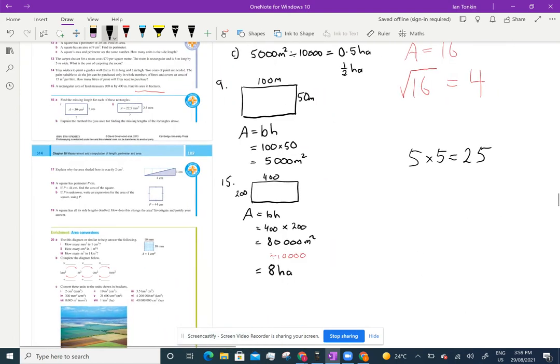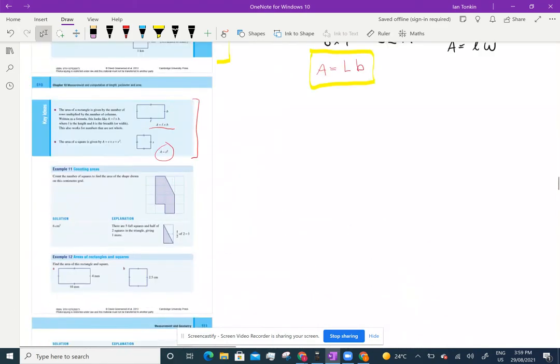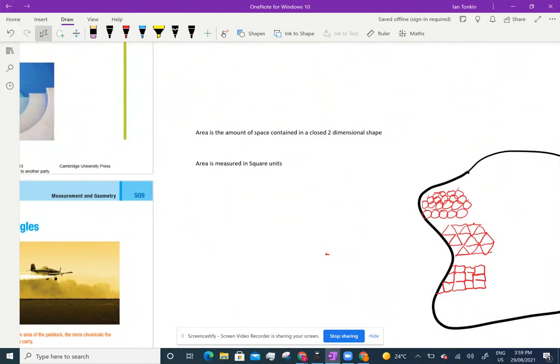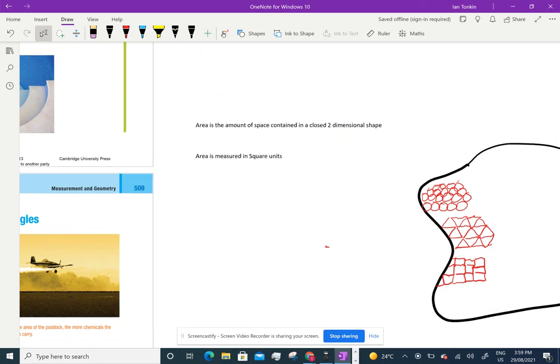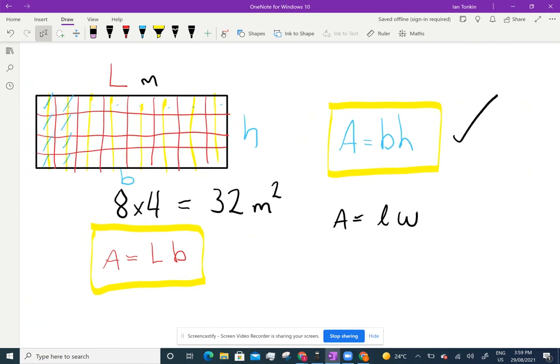Remember, as long as you understand these things. So right back here, area is the amount of space contained in a closed two-dimensional shape. Area is measured in square units. And the formula that we're going to use, or that I'm going to use in class, is BH, base times height. You can use LB, you can use LW, and even for a square, if you want to, you can do area equals the side squared, which just means the side times the side. Good luck.